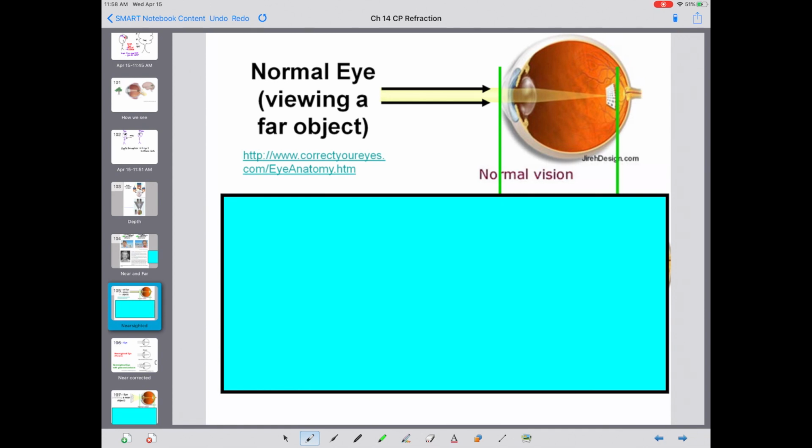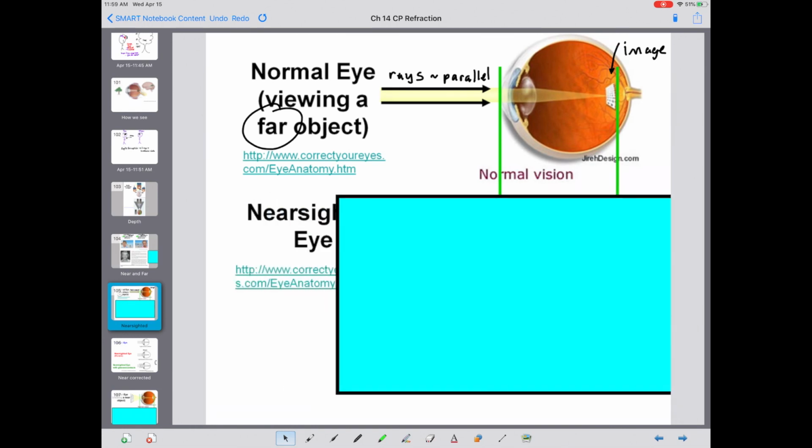So this is what an eye is supposed to do. When the object is far away, these rays that are coming into the eye are nearly parallel to each other. And so the rays go through the lens and cornea system, and they form an image right back here, clearly focused on the retina.